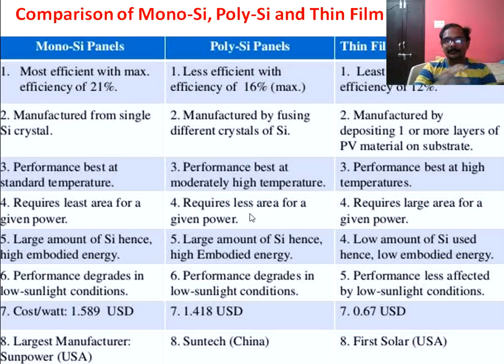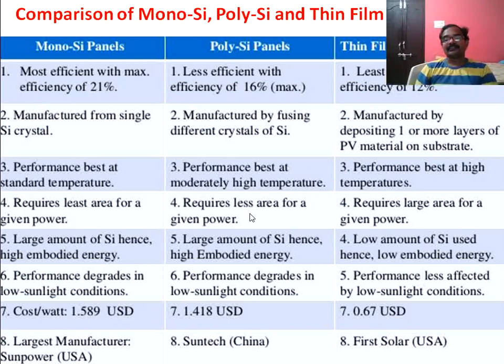Now let's see the comparison between monosilicon, polysilicon, and thin film solar panels. What is the difference between these three? Monocrystalline is highly efficient at 21%. Polycrystalline has a moderate efficiency of 16%, whereas the thin film, the amorphous silicon, has an efficiency of only 12%. Monocrystalline solar panels have to be manufactured from a single silicon crystal, whereas polycrystalline solar cells are manufactured by fusing different crystals of silicon.